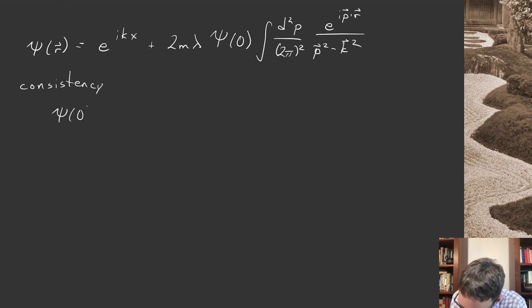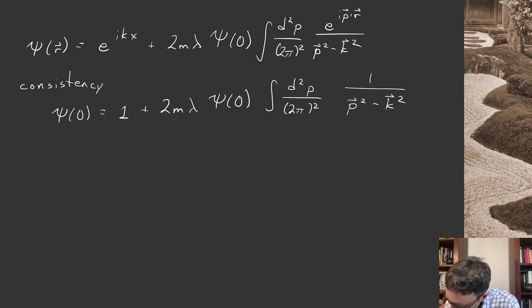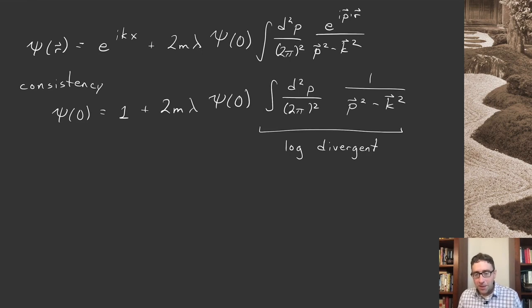We get psi of zero equals one plus 2m lambda psi of zero integral d²p over (2 pi)², 1 over p squared minus k squared. Now this looks problematic because that integral is log divergent. So we're cruising along nicely. We've done the Fourier transform, we Fourier transform back, we found a potential solution. And now consistency is getting us in trouble. We're finding this integral over all of the states that's log divergent. So we need some way to deal with this.